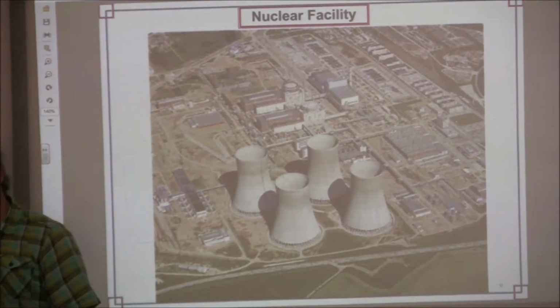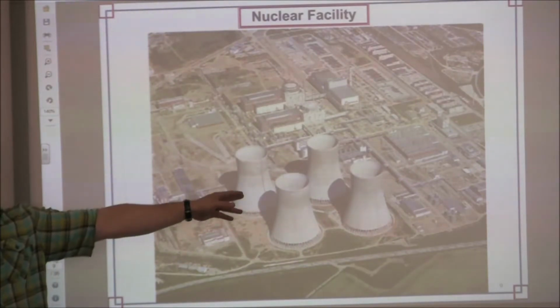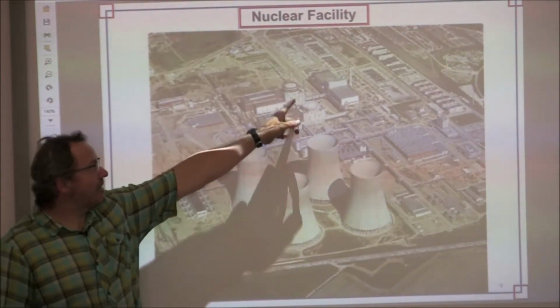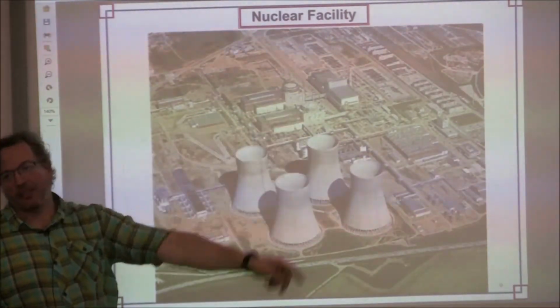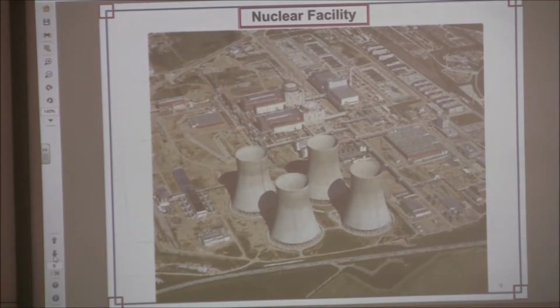But in TV land, they always try to show this big, scary thing, which they show probably the least scary thing at a nuclear power plant, which is the cooling tower. The actual bad stuff is in here. These are the containment buildings. Those big concrete buildings are where the reactors are located, and that's where the bad stuff is.